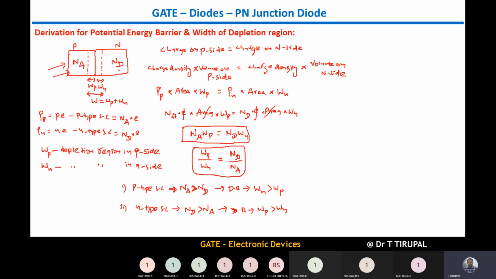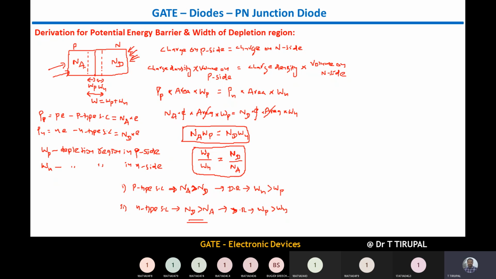There is a possibility of more electrons here, if it is heavily doped. Nd greater than Na means the donor concentration is more compared to the acceptor concentration. So the donor concentration is present in the n-type semiconductor, and therefore there are more charge carriers here. They will diffuse more into the p-type, which means they will recombine with the holes present in the p-type. Therefore, the depletion region increases.